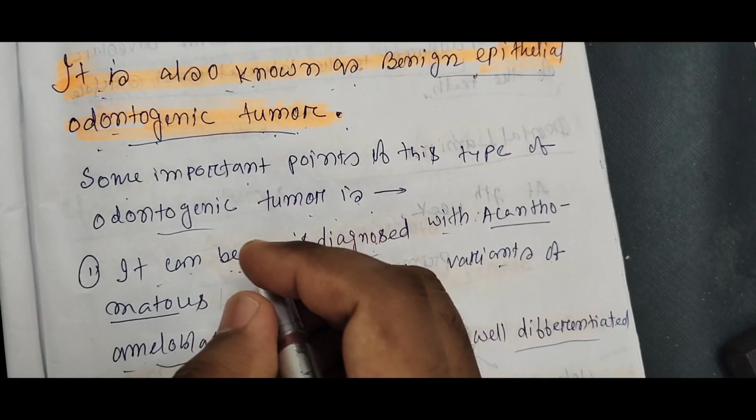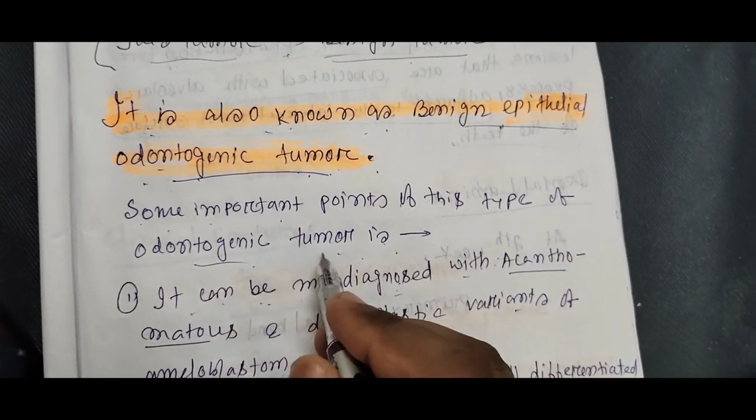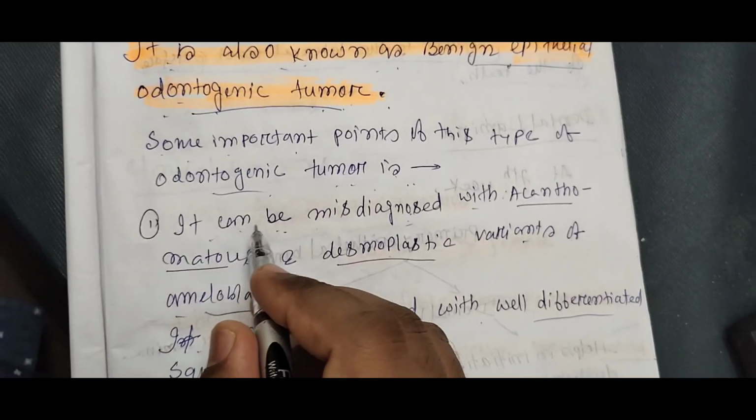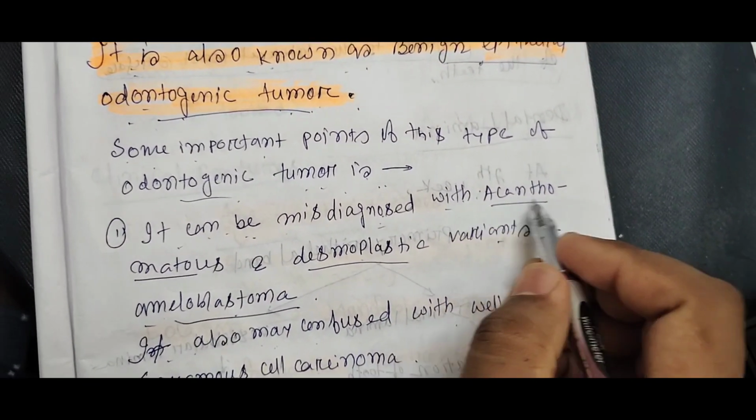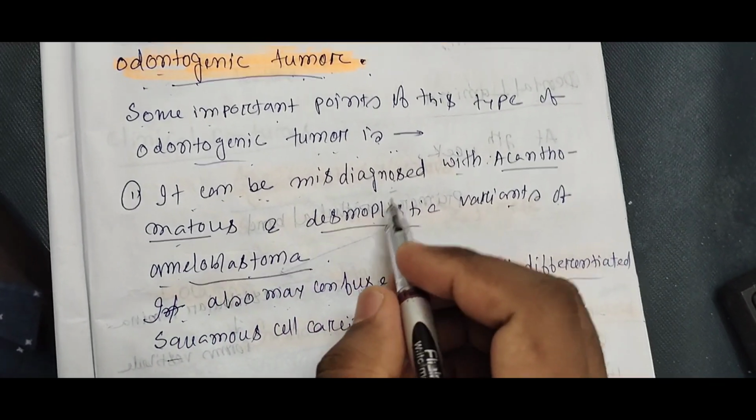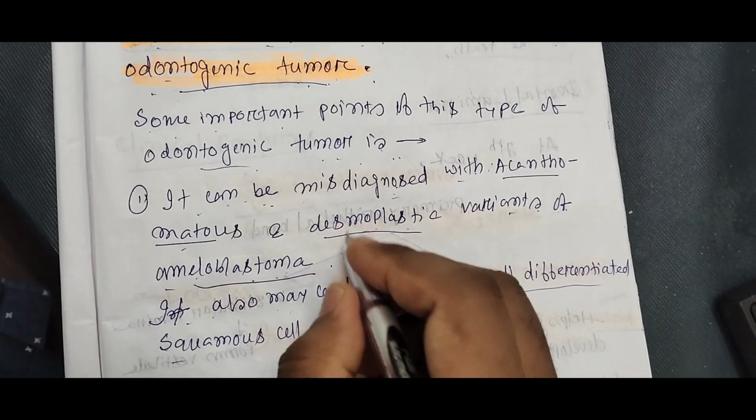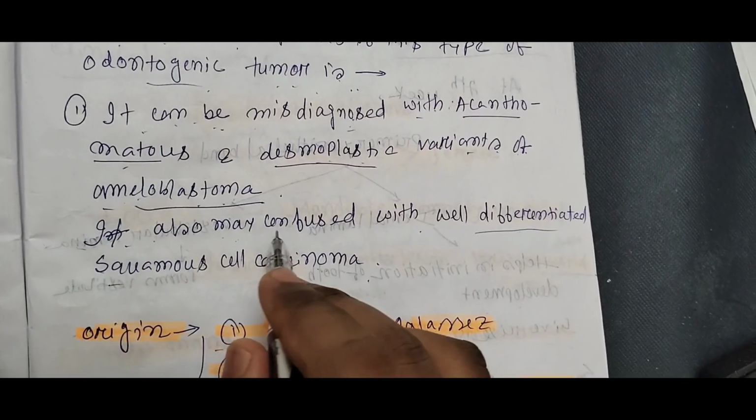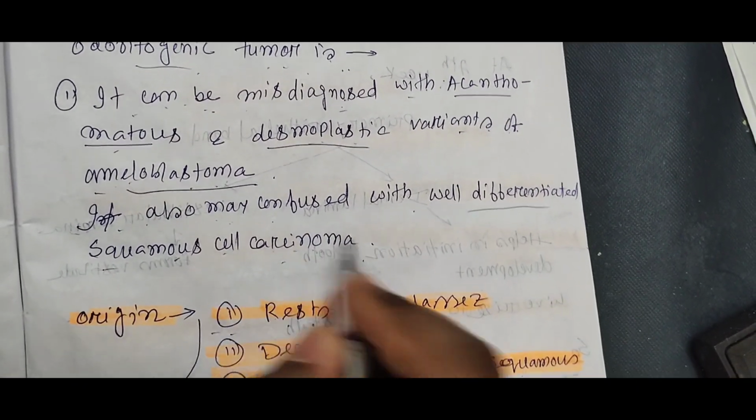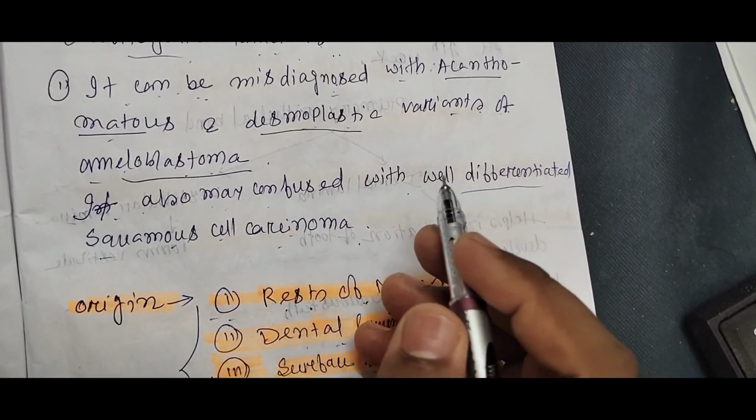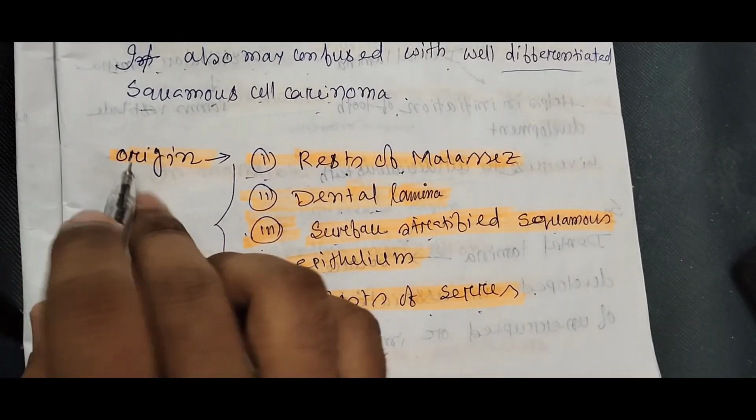Now, some important points of this type of odontogenic tumor: it can be misdiagnosed as the acanthomatous and desmoplastic variants of ameloblastoma. Another point is that it may also be confused with well differentiated squamous cell carcinoma. This we will also discuss later on. Now we are going to discuss the origin.